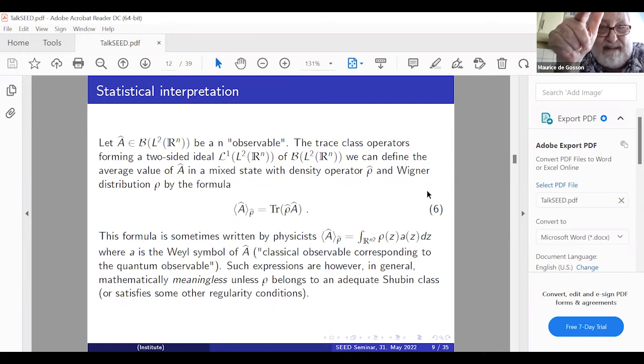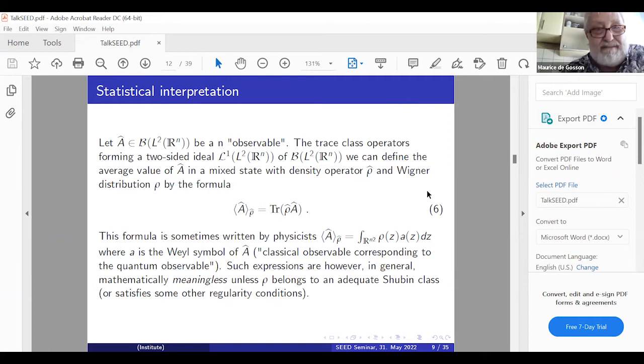This formula is sometimes written by physicists as an integral of rho(z) a(z) dz, even by some mathematicians. But when you do that, you should be very careful because you have convergence problems involved, and this formula can be false. That is, it can happen that the right-hand side converges, but does not give the average value of A hat in the state rho. So this is always to be taken with a grain of salt, and one should be more than careful when writing things like that here. As I say at the end of the slide, such expressions are, however, in general, mathematically meaningless, unless, again, you can assume that rho belongs to an adequate Shubin class, that is, if you have fast decrease at infinity. And you must also assume that A hat does not increase too fast at infinity. So these are caveats, between things one is tempted to write and things which are true.